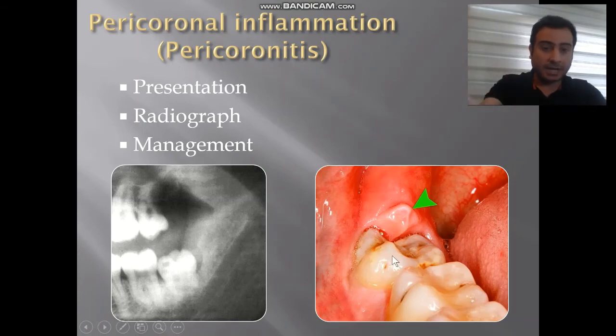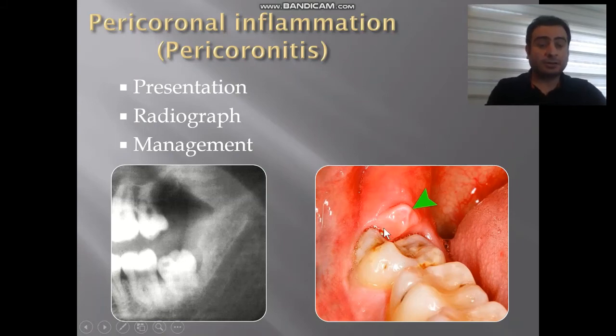For example, this is a lower third molar. If the upper third molar occludes on it, it might be lacerated, and with food debris around it, it becomes secondarily infected. An infection within this is termed pericoronitis. It's usually associated with pain. Patients might report pain that is localized to the pericoronal flap.